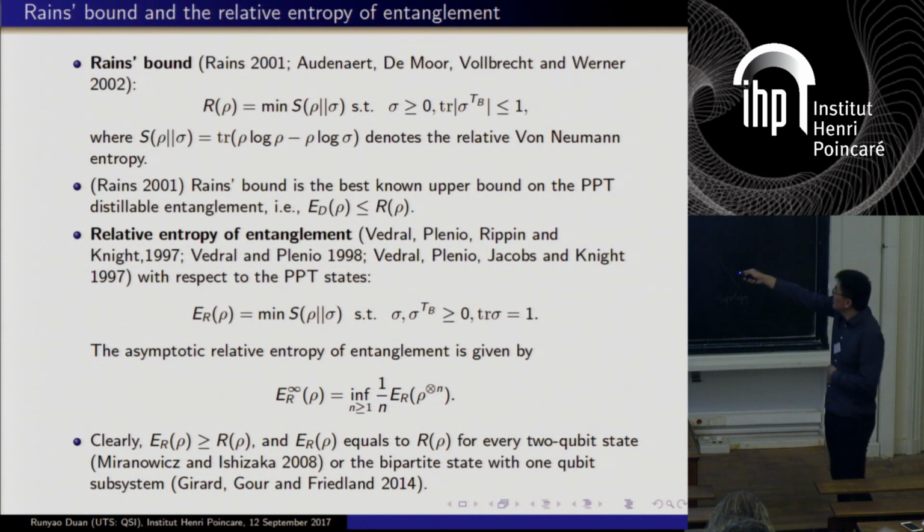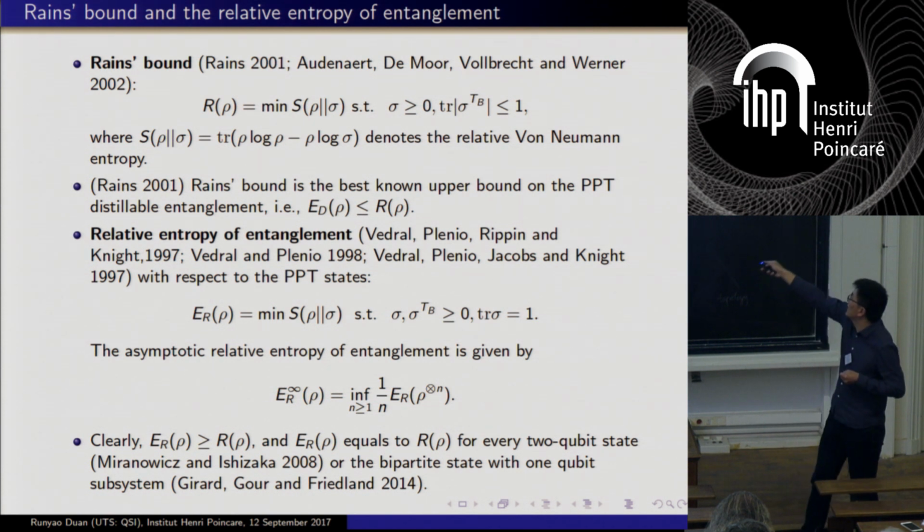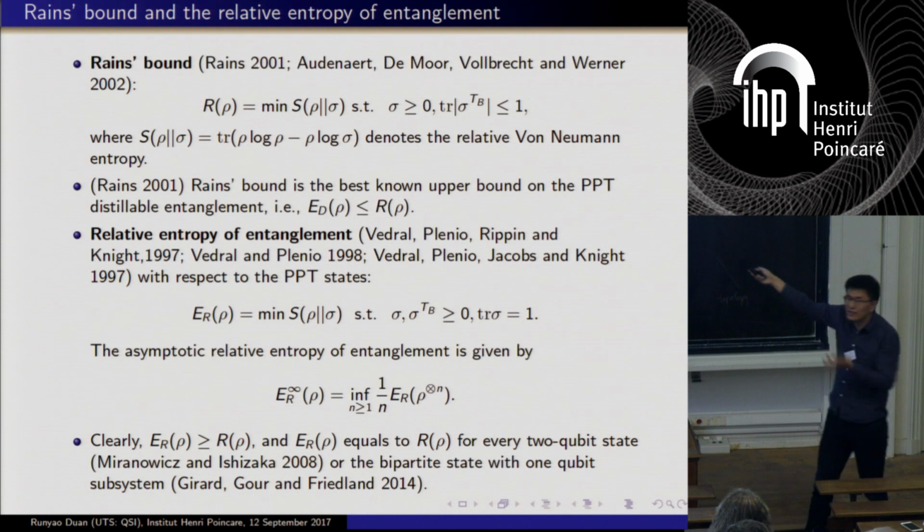Okay, so we know that these two quantities look very similar, but they are actually not the same. We will see. These two quantities are equal for a 2-qubit state, or a 2×n state. That means if one system is a qubit, then this risk bound and this relative entropy are equal.